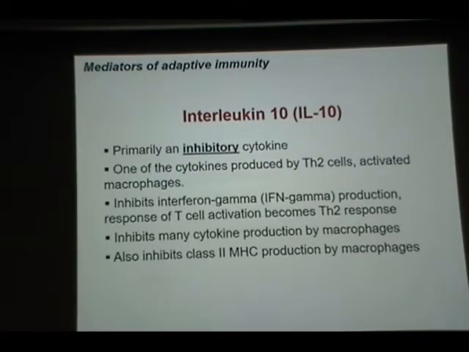IL-10 also is a mediator of adaptive immunity. I mentioned TNF-alpha and IL-1, which are pro-inflammatory cytokines. IL-10, on the other hand, is an anti-inflammatory cytokine. Primarily, this is an inhibitory cytokine, produced by Th2 cells, the type 2 helper T cells, or by activated macrophages. It inhibits interferon gamma production.